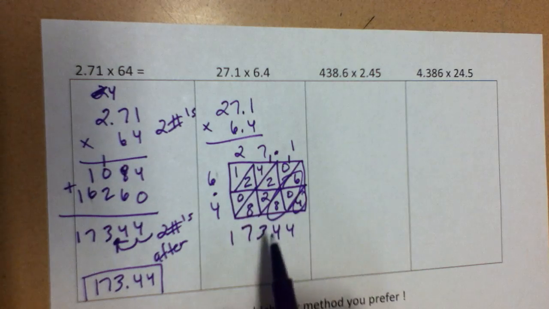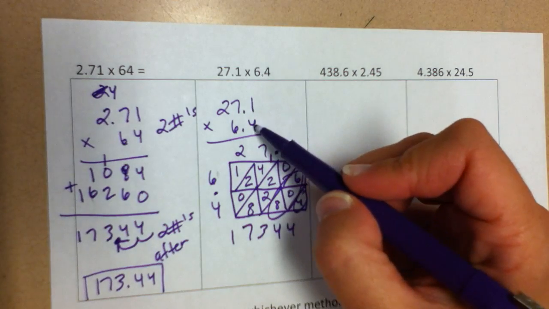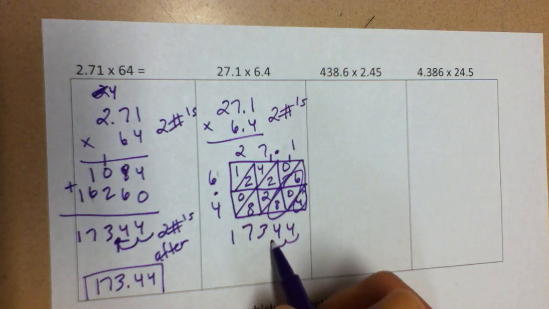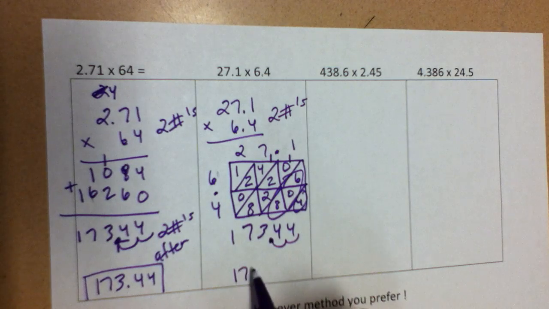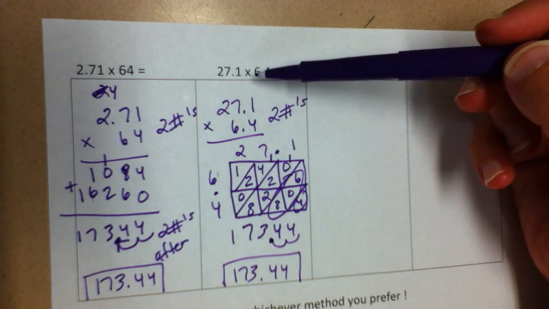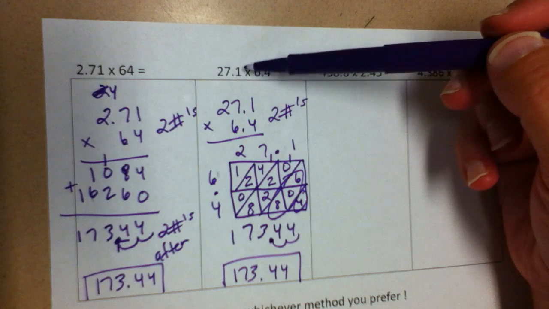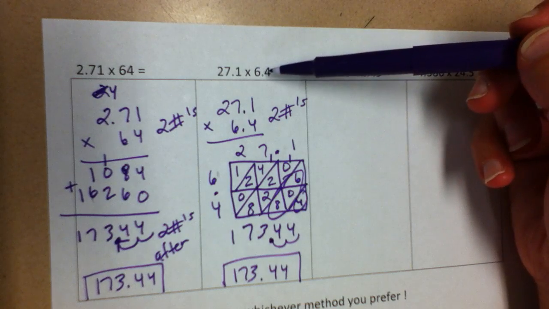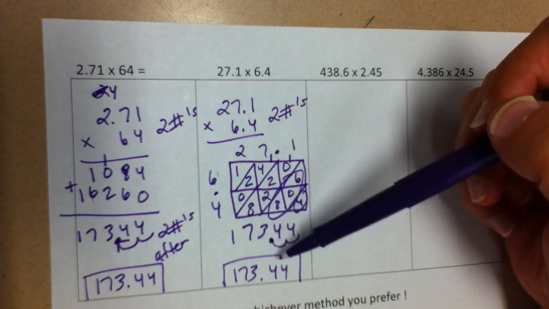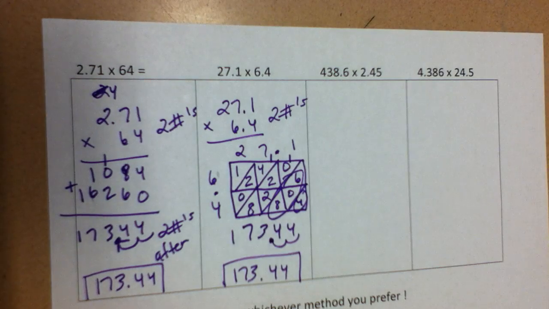And then 1. One number after the decimal, 2 numbers after the decimal. So 1, 2 numbers after the decimal. Oh, I got the same exact answer, different problem though. But if I'm estimating, 27.1 is close to 30, 6.4 is close to 6, and 30 times 6 is 180. So my answer is reasonable.